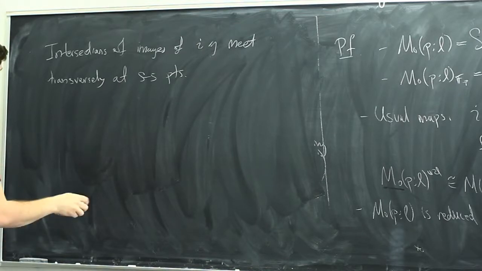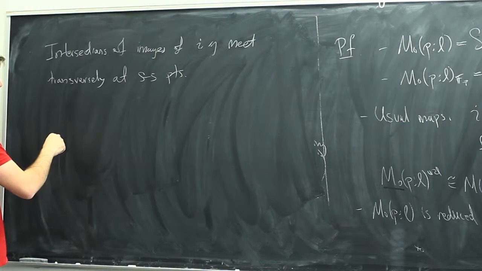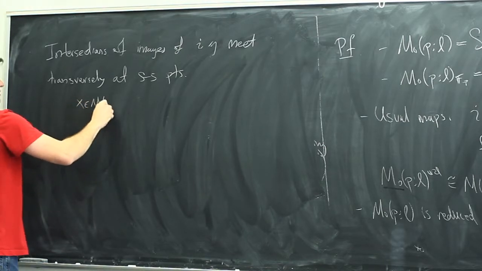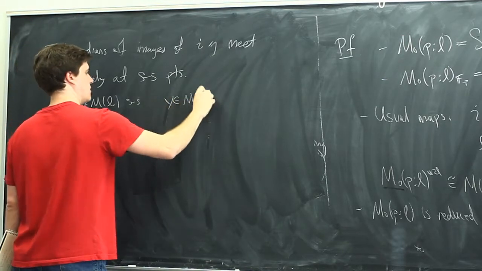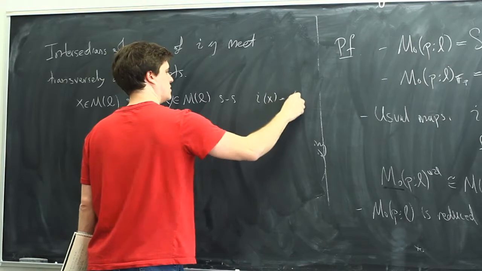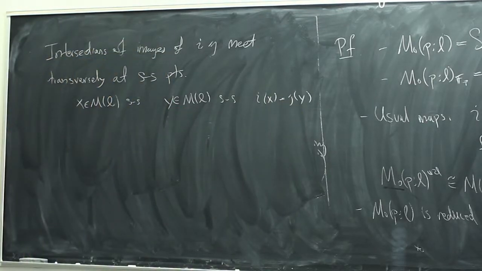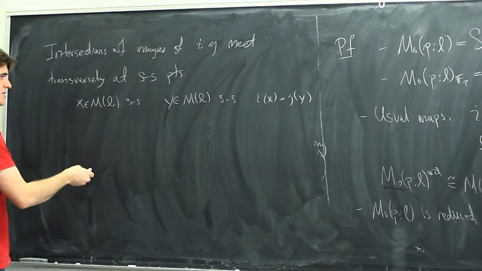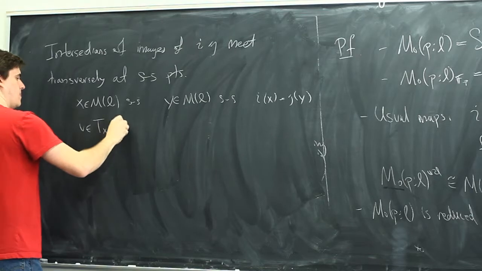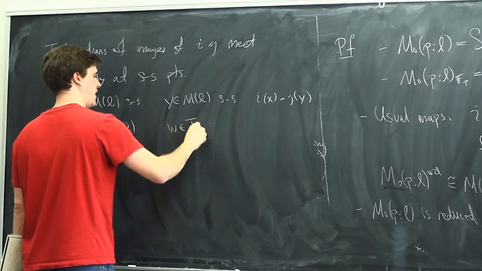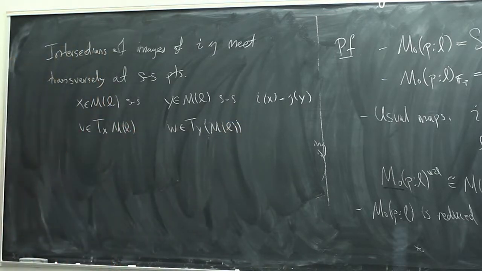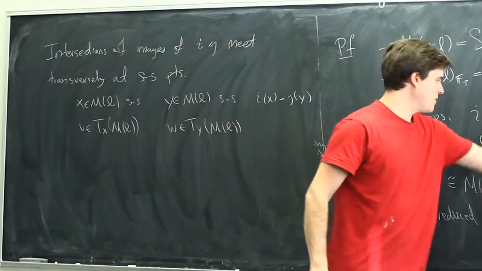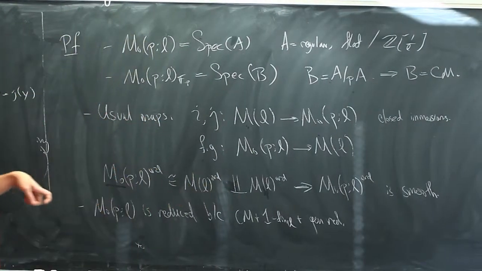So suppose that you have some supersingular point. Let's say that x here is supersingular, and y here is supersingular, and I of x is equal to J of y. So if you take a tangent vector, say that v is a tangent vector at x, and w is a tangent vector at y. I want to show that when I push these things forward, they're not linearly dependent. And to check that they're linearly independent, I can further map them to the product of M of L with M of L by F and G. And I'm going to know what the push forwards of the tangent vectors are there.